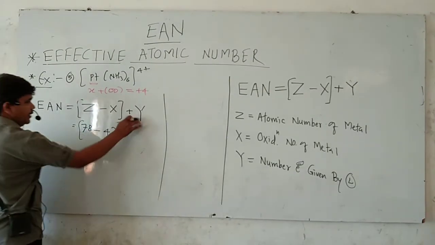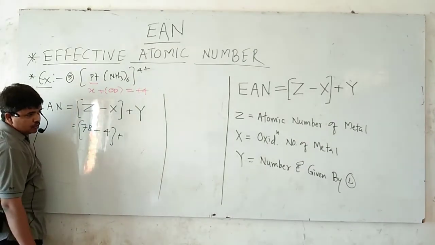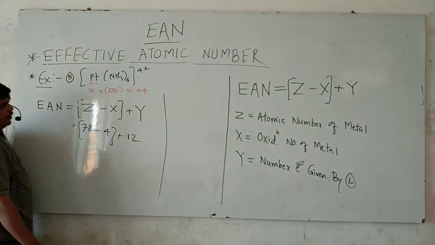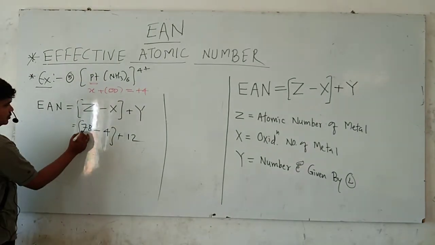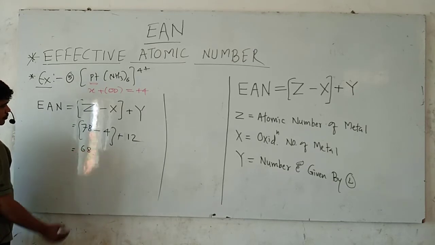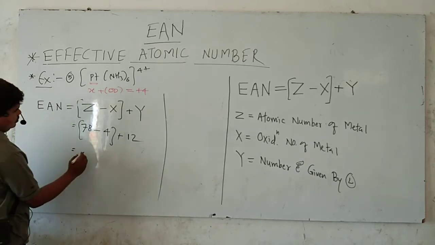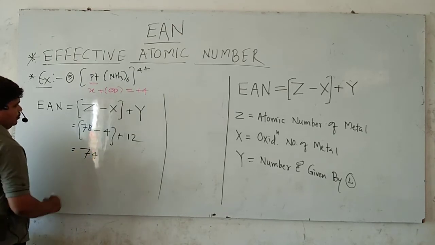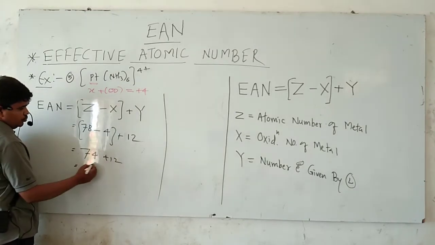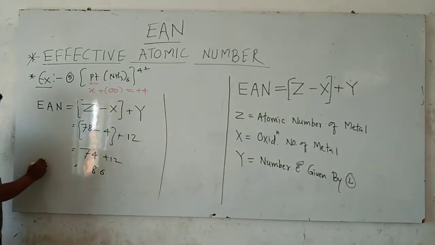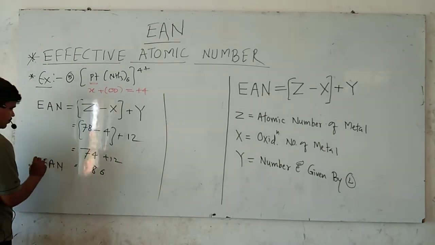Plus Y. What is Y? Y is the number of electrons given by ligands. 6 ligands will give 12 electrons. So what is the answer? 78 minus 4 is 74, plus 12. So it will be 86. EAN is 86.